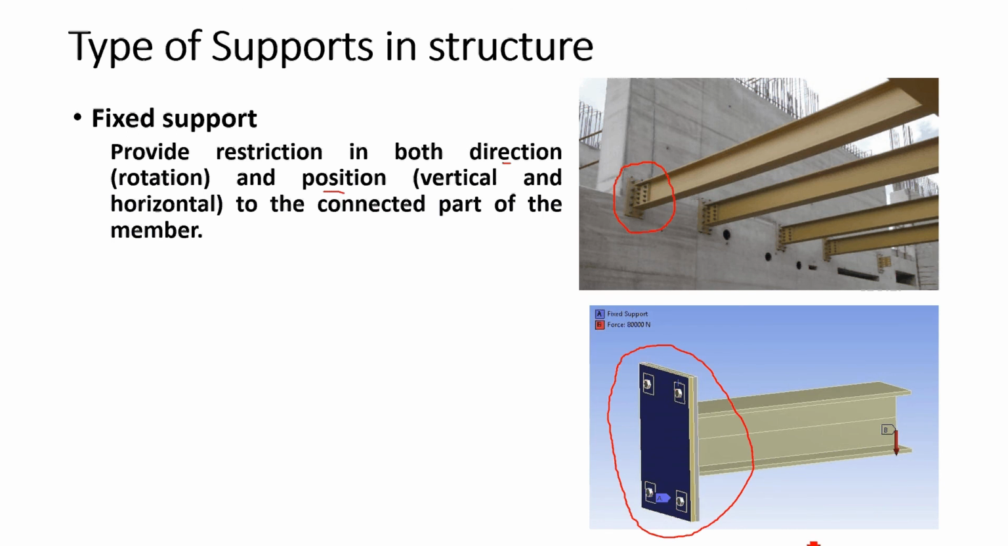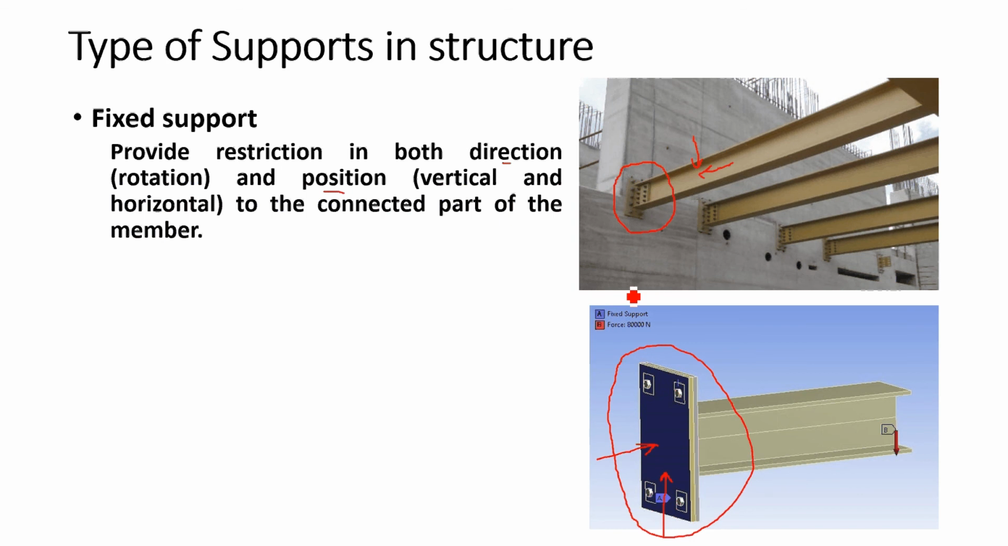What you can observe here is, if you provide any horizontal forces on your member, the support will give the horizontal restriction. Similarly, if you give any vertical force on the member, your support will give the vertical restriction. Not only this, it will keep the position of the structure. This point never changes, it will always be in the same position.